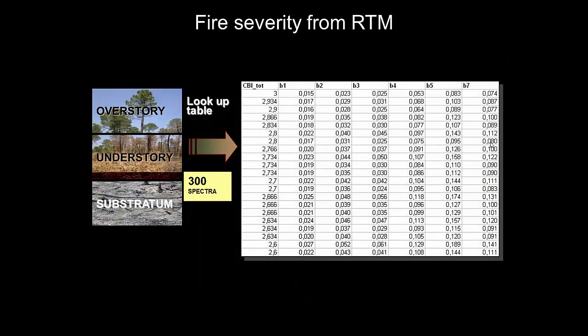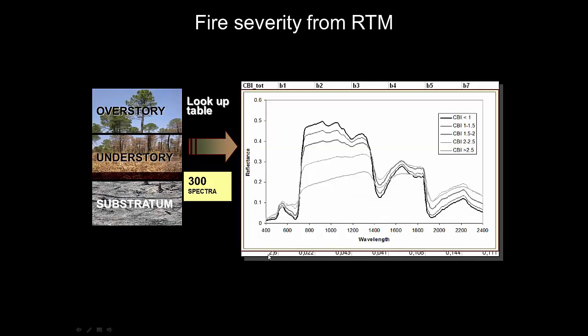So with these simulation scenarios, they ran different simulations with their radiative transfer model to create a lookup table. This is a table with different simulated spectra for different levels of CBI. And this is an example of the spectra.